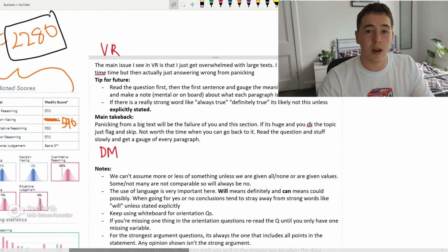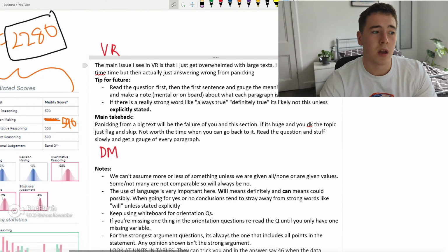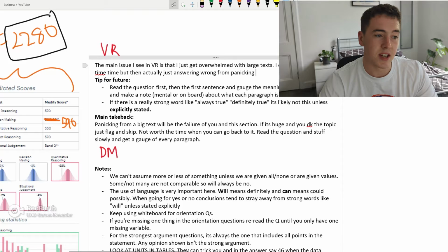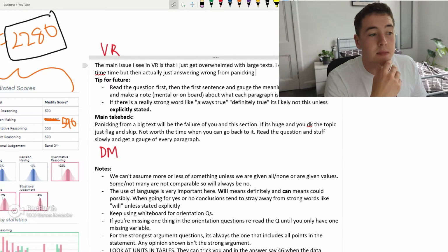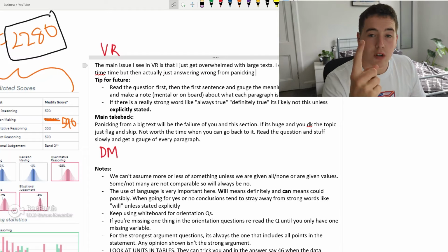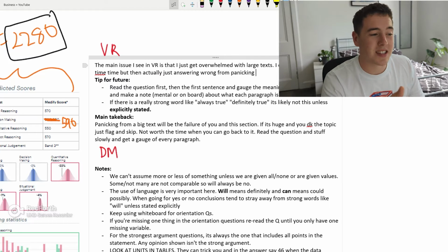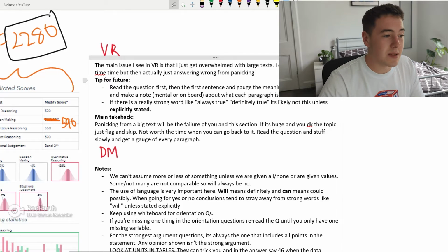So in the part where I would write my own things, I would write more or less: the main issue I see in verbal reasoning is I just get overwhelmed with large texts. I end up thinking about time, but it's actually just leading me to answer wrong from panicking about the time. This is what I felt on my first mock, and to be honest, I didn't actually take this into account until about mock 10, where I realised that this needs to be done.